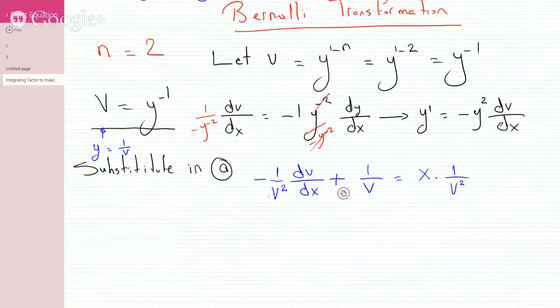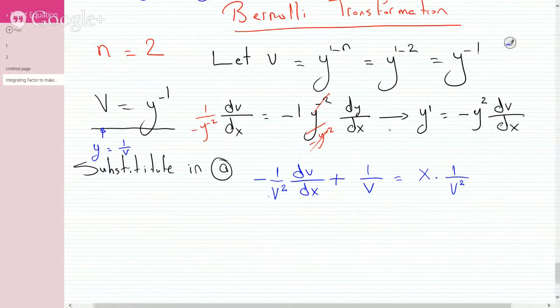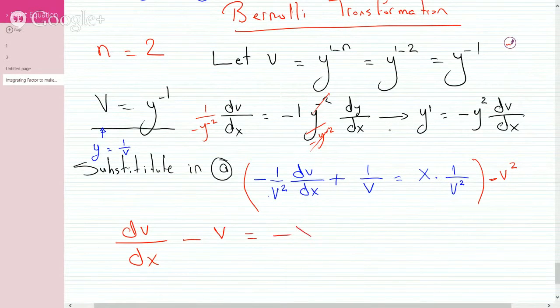And now I could multiply this entire differential equation by minus v squared, so I can put it in the standard form. So I will go ahead and multiply this whole thing by v squared, or minus v squared, since I have a minus here. So then this differential equation will reduce to dv over dx minus, if I multiply here by minus v squared, I get minus v equals minus x.